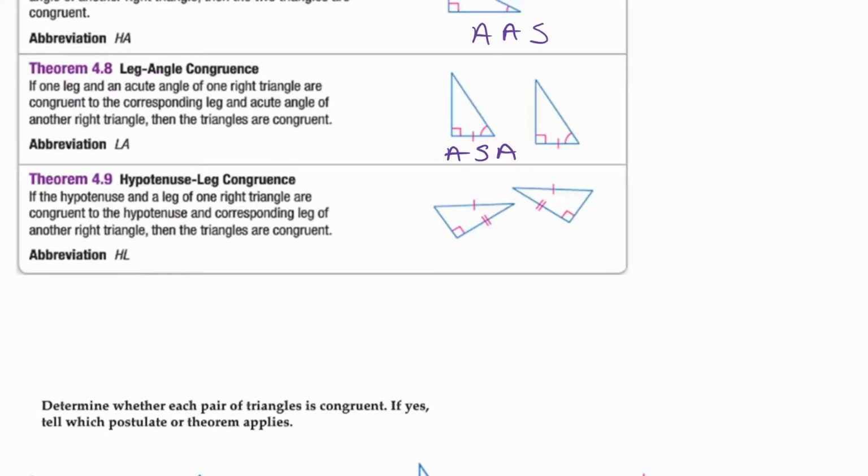And for HL, we basically look at it. We have angle, side, side, which I have said you can never use except for a special case, and that is in a right triangle. So if it is a right triangle, and you can show that the corresponding hypotenuses are congruent, and one of the legs is congruent, then we can say the triangles are congruent by HL. You cannot put ASS, but you can put HL.